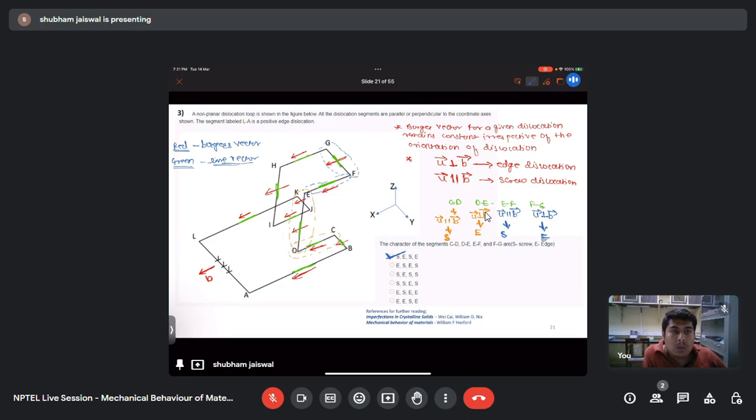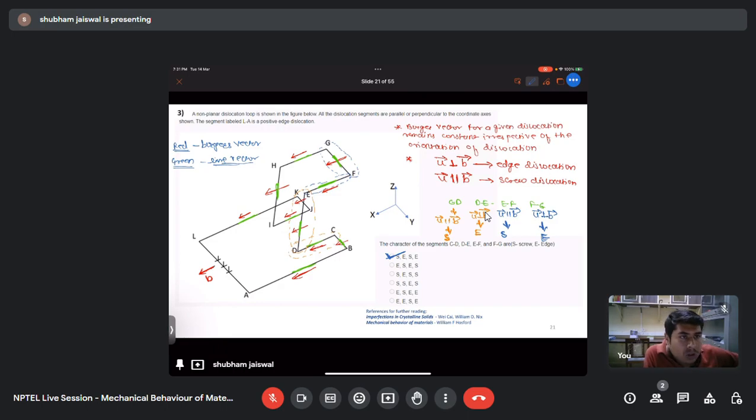So remember, the Burgers vector for a given dislocation remains constant irrespective of the orientation of the dislocation. If line vector and Burgers vector are perpendicular, then that dislocation is edge dislocation. If they are parallel, then that's screw dislocation. For more reference, you can use Imperfections in Crystalline Solids by Nix and Kai, or Mechanical Behavior of Materials by William Hosford.